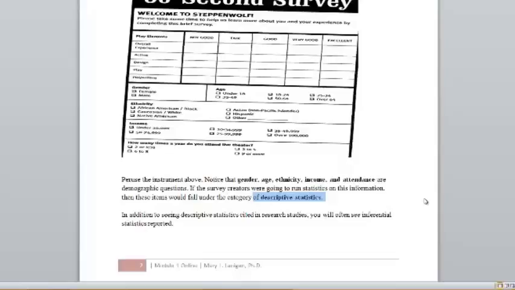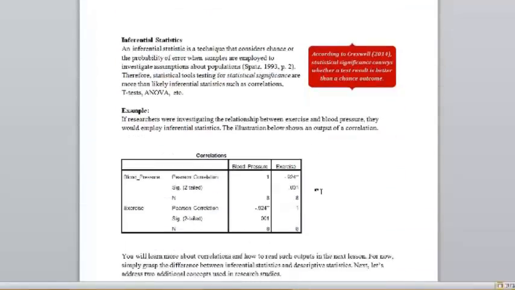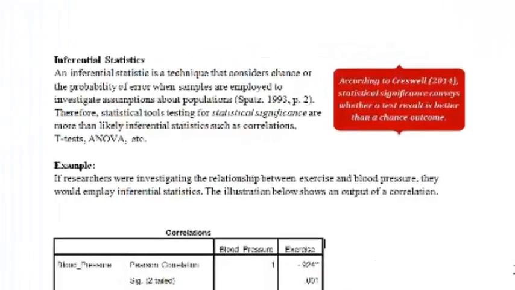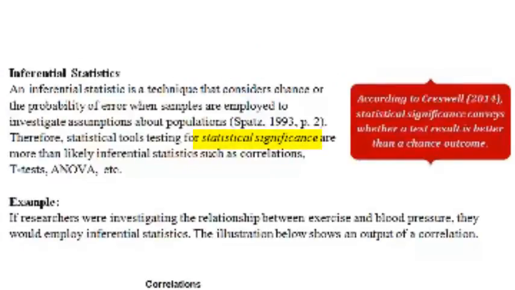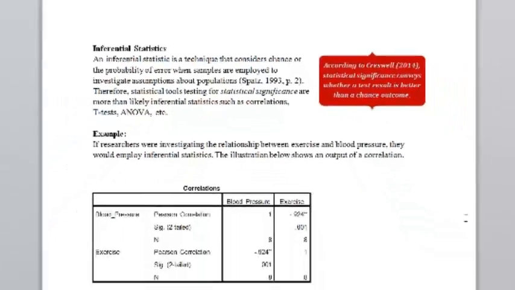Now, you're going to see in many research studies the use of descriptive statistics. Besides those, you're also going to see information on inferential statistics. And inferential statistics is a technique that considers chance or the probability of error when samples are being employed to investigate certain theories or assumptions about a particular population. Therefore, statistical tools testing for statistical significance are likely to be inferential statistics. Now, some examples of the tools might be correlations, t-tests, ANOVA, etc.